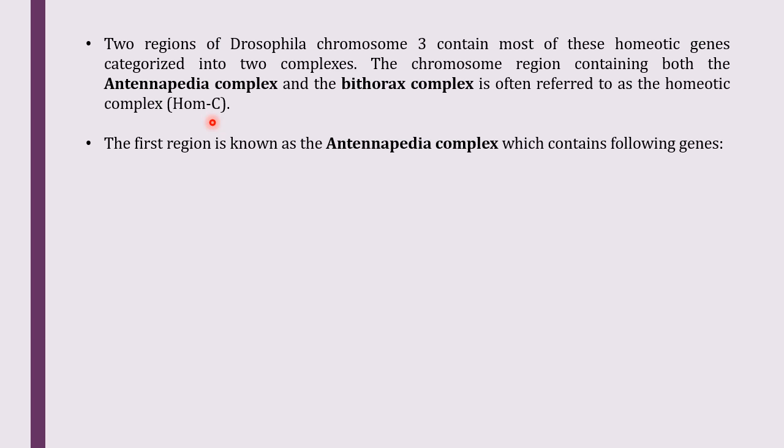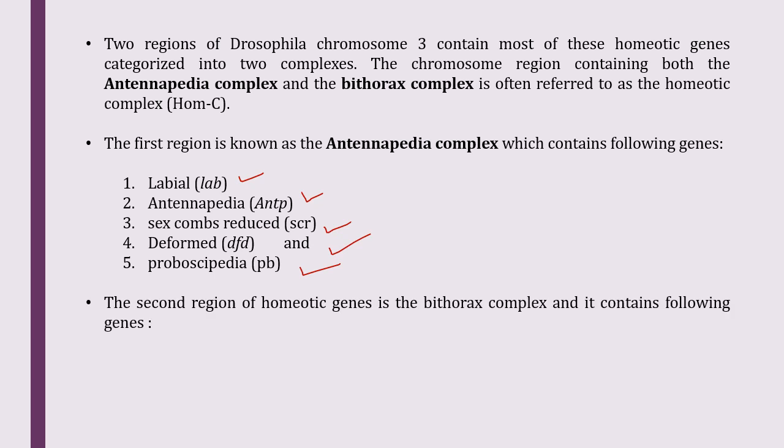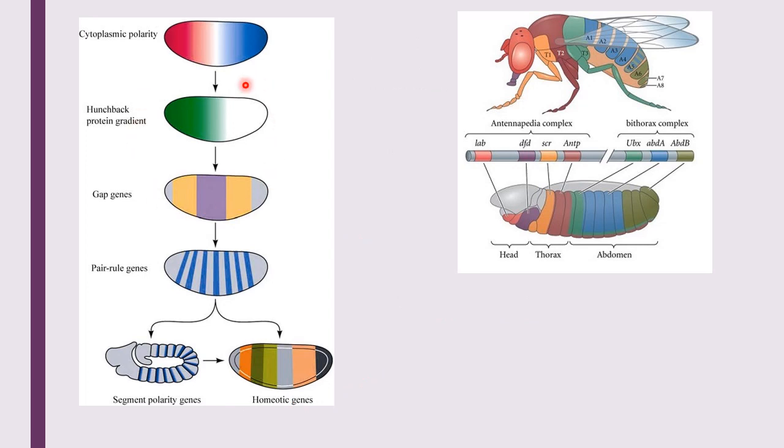The first region is known as the antennapedia complex, which contains the following genes. These are labial, antennapedia, sex combs reduced, deformed, and proboscipedia. The second region of homeotic genes is the bithorax complex, and it contains the following genes: ultrabithorax, abdominal A and abdominal B. The figure shows how different genes are expressed at different developmental stages in Drosophila.